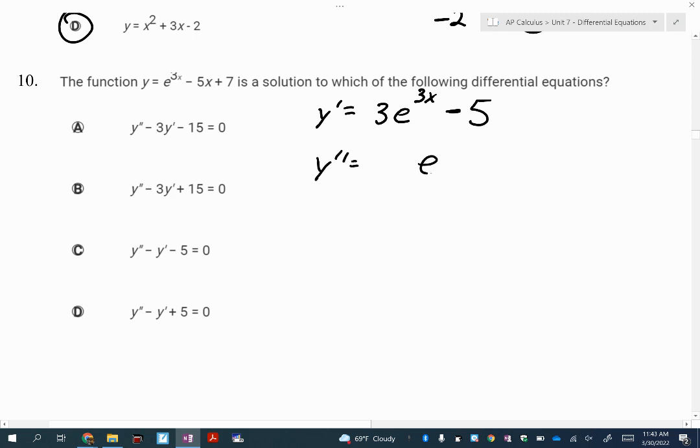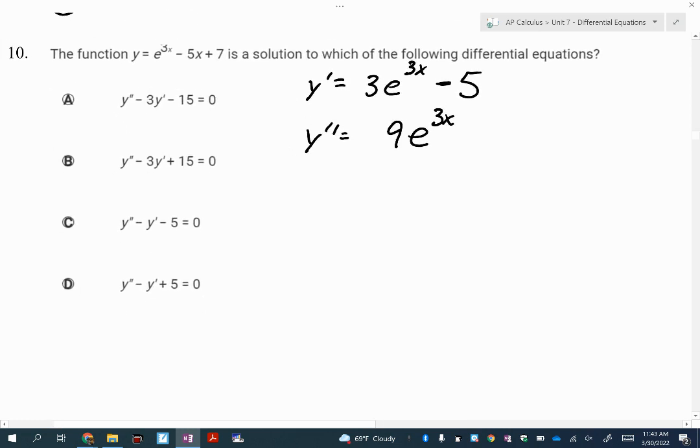Second derivative, copy down e to the 3x again, but then we need the derivative of 3x, which is 3. There's already a 3 there, so 3 times 3 gives you 9. Derivative of a constant is 0. All right, so let's plug this in. I'm just going to start with option A. If that works, great, I'm done. If not, I go to B, then C, then D.